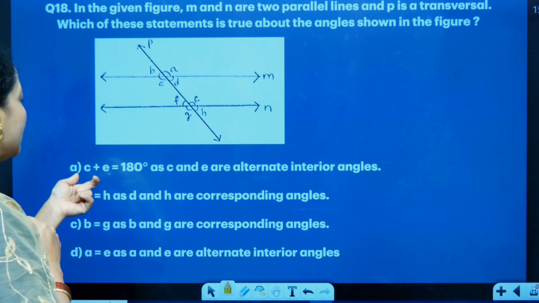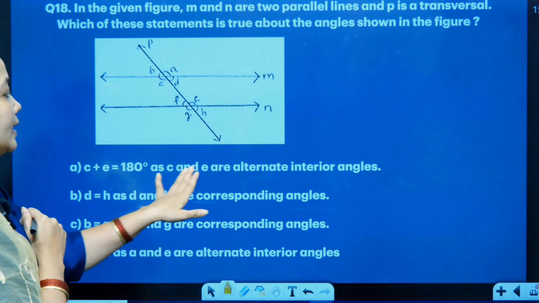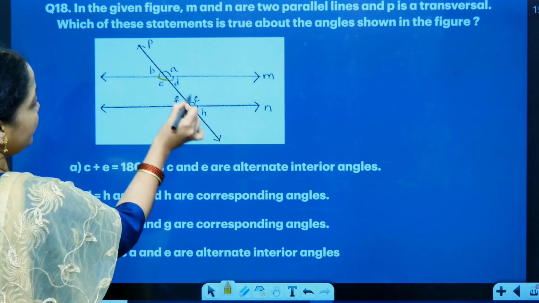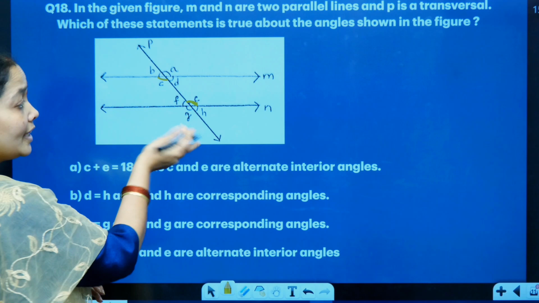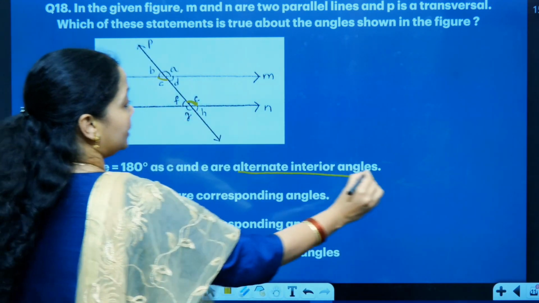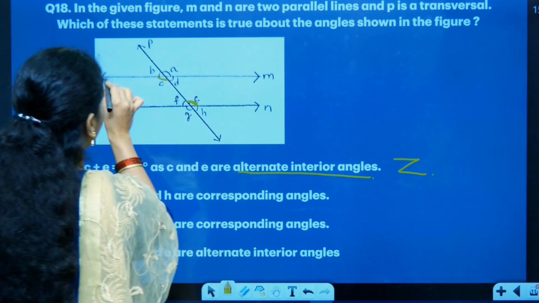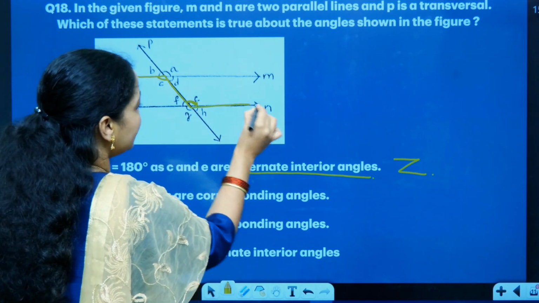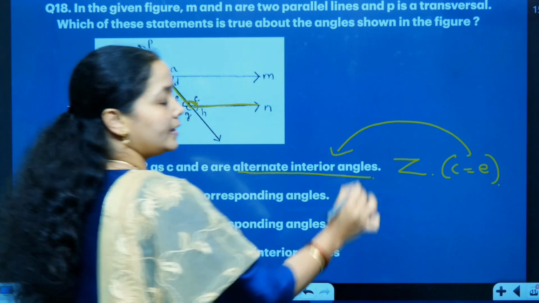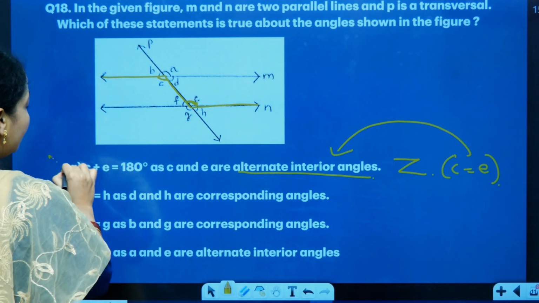First statement is C plus E is 180, and C and E are alternate interior angles. C is here, E is here. C plus E cannot be 180. When we consider alternate interior angles, the angle shape will be Z. See, I can consider the Z shape. Obviously, angle C will be equal to angle E if it is an alternate interior angle. Therefore, this statement is wrong.